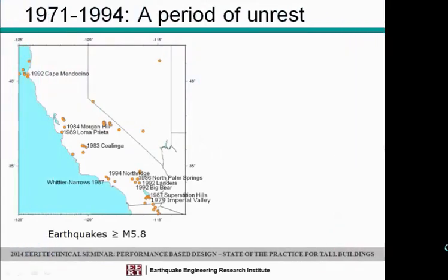Performance-based design for seismic purposes was really born in the period 1971 to 1994, which in California at least was a period of unrest. For those of you who recall that period, during the period 71 to 94, California was experiencing a magnitude 6 or greater earthquake about one time every 18 months, starting with the 1971 San Fernando event.